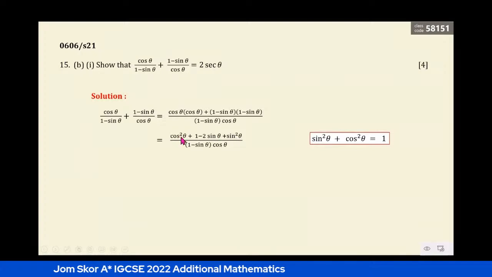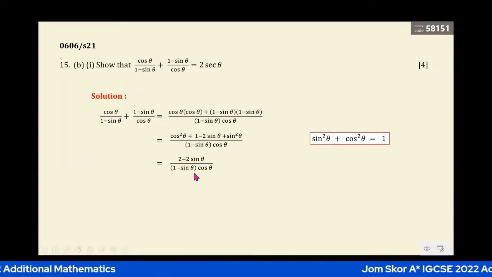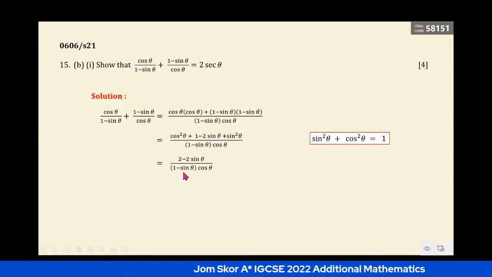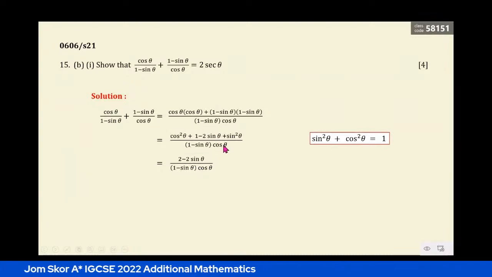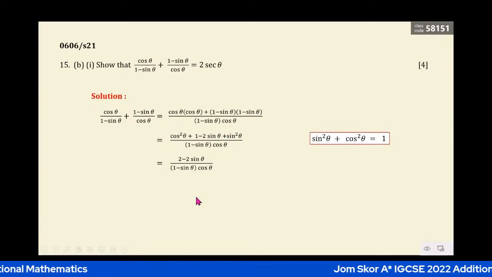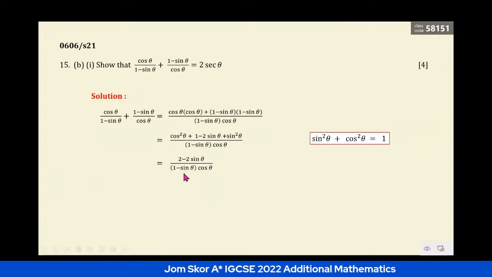So these two become 1. Okay, equal to 1. So 1 plus 1 is equal to 2 minus 2 sin theta. The denominator, you just leave it as 1 minus sin theta times cos theta. Normally we don't expand the denominator. Okay, so we look. Usually we can just cancel out.